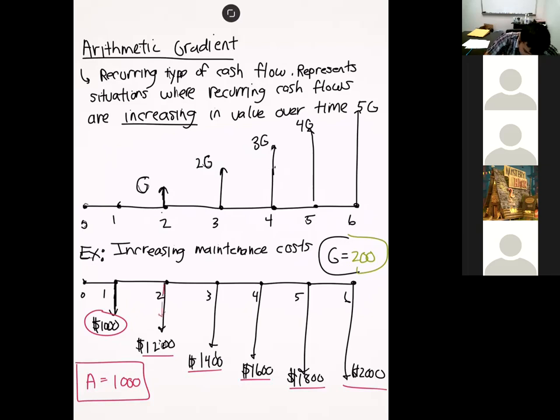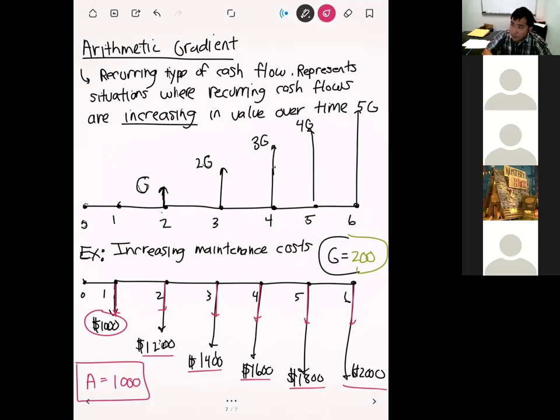And so let me illustrate that for you. Let's say we have our G that's 200. If I draw a uniform series of 1,000, all of these red arrows here represent a uniform series of 1,000. And then every year after that, we're adding an increasing amount of 200 each year.